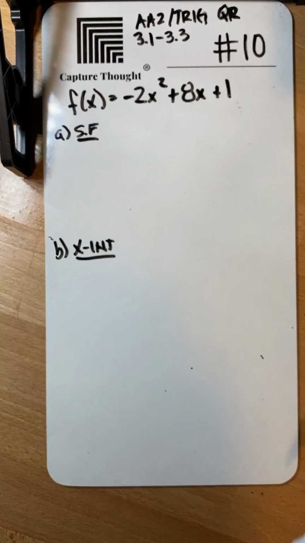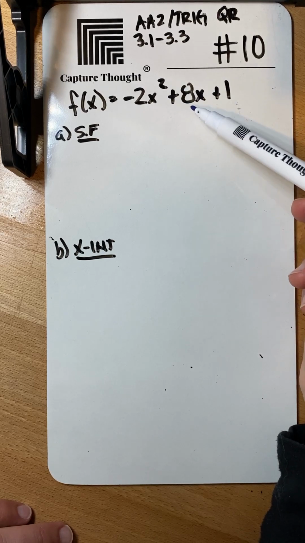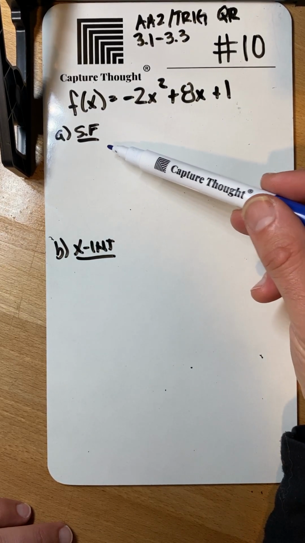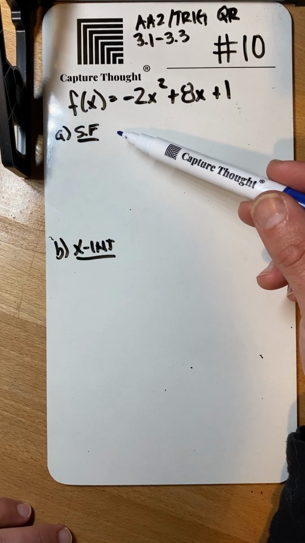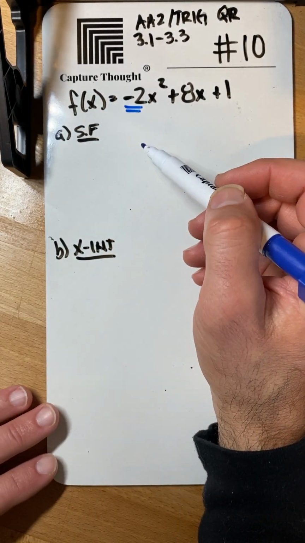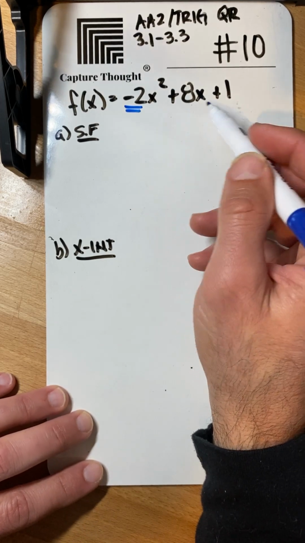So number 10 on the QR code review gives us this polynomial function, negative 2x squared plus 8x plus 1. It's a quadratic, and it's asking us to put it in standard form, also known as vertex form, as stated on the review. I'm noticing that the leading coefficient is not a 1, so I have to do some algebraic manipulations before I can do completing the square.